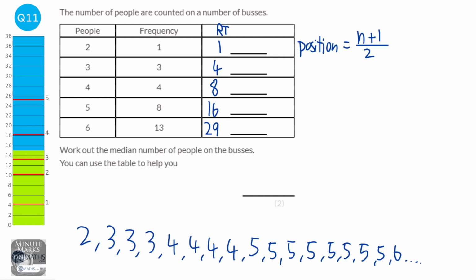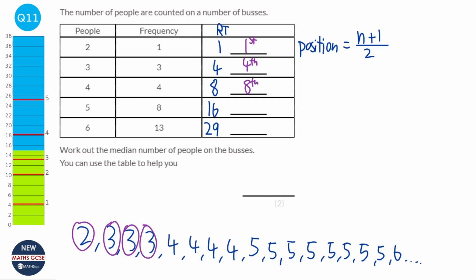So this shows us that the first number is the last number that is a 2, which is true, we can see it here. This 4 shows us that the fourth number is the last number that's a 3, so let's check that. 1, 2, 3, 4, it works. This 8 shows us the 8th number is the last number that's a 4, let's check that. So 4, 5, 6, 7, 8.